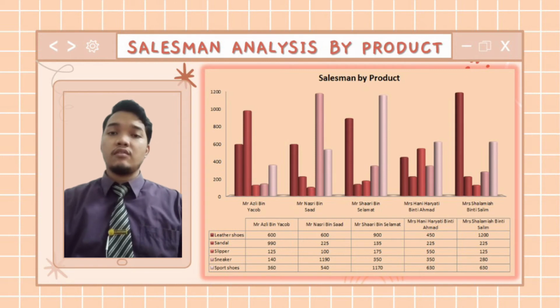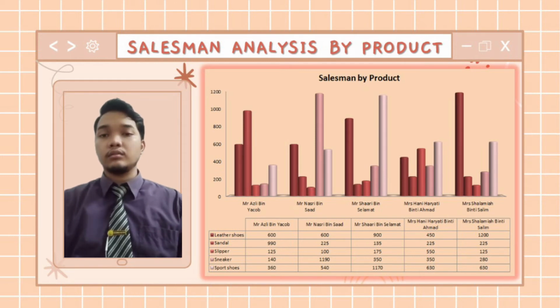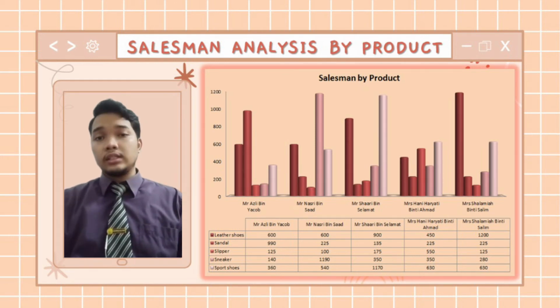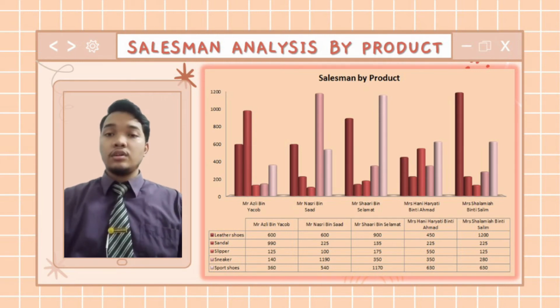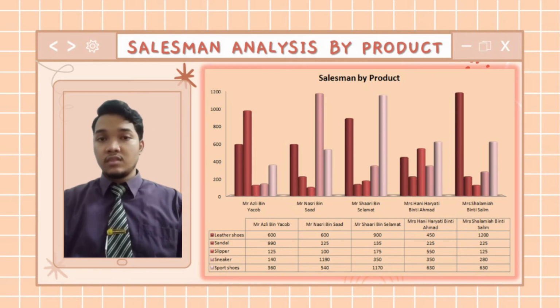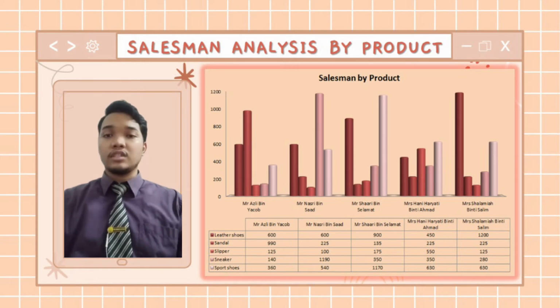As we know, we have 5 salesmen in our company, which are Mr. Azli, Mr. Nasri, Mr. Shari, Mrs. Hani and Mrs. Salamia. I will start with Mr. Azli first. He managed to get a total sale of RM 2,215. He successfully sold 4 units of leather shoes, 22 units of sandals, 5 units of slippers, 2 units of sneakers and 4 units of sport shoes.